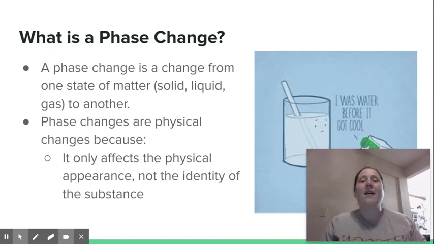So if I have an ice cube here on my dining room table and I let it sit overnight, the ice will no longer be ice in the morning. It will be water, but it is still H2O. It's still water. It has not changed. I have not broken apart any bonds. I haven't caused it to change its appearance. It is still H2O, and the identity of the substance has not changed.